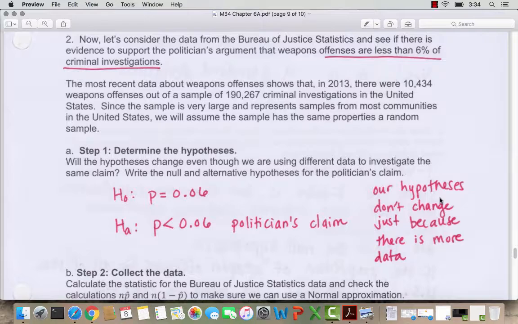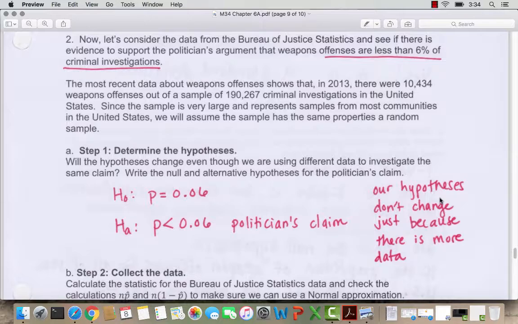All right, so now let's go look at some data from the Bureau of Justice Statistics and see, with all of their data, which is many, many more cases, is there enough evidence to support the politician's argument that weapons offenses are less than 6% of criminal investigations? So, in the most recent data I could find about weapon offenses, from 2013, it showed that there were 10,434 weapons offenses out of a sample of 190,267 criminal investigations in the United States.